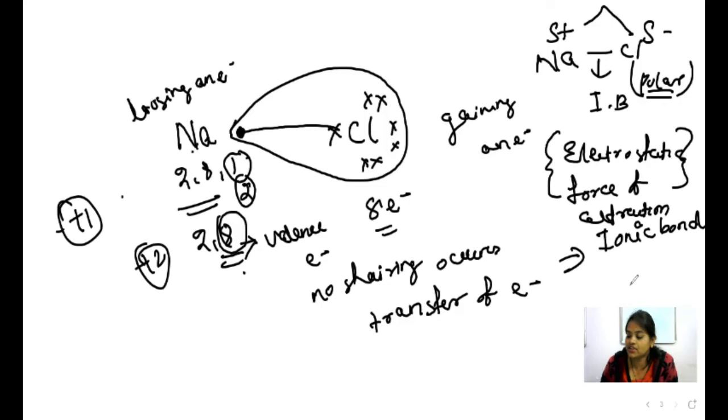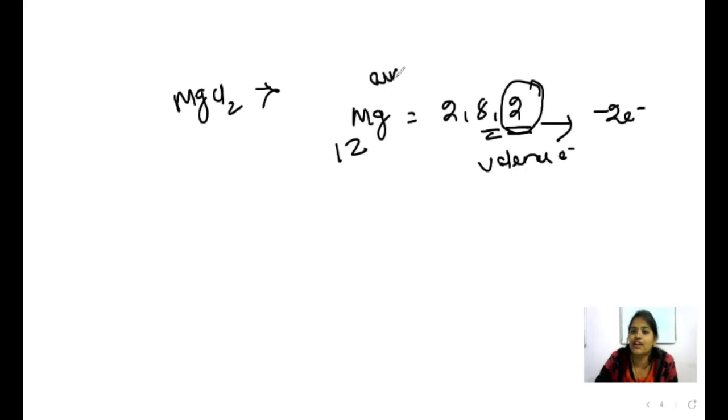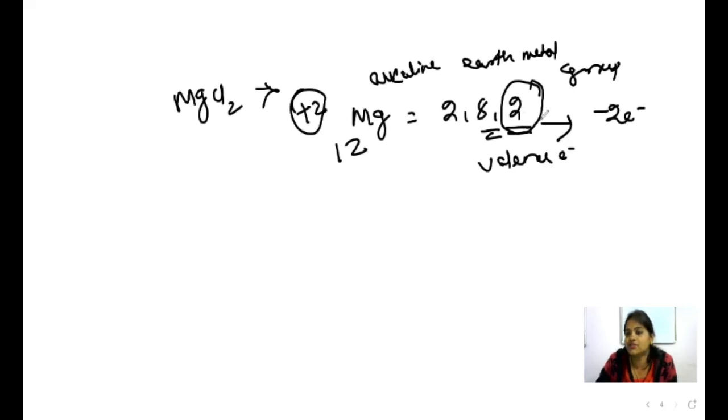Okay, let's take another example, magnesium chloride. Here also an ionic bond is formed. How? Let's see. Magnesium has the atomic number 12, that is 2, 8, 2. That means the outer shell has 2 electrons. If it loses 2 electrons, it has 8 electrons in its valence shell. We also know that magnesium belongs to the alkaline earth metal group. That means it has a valency of +2. It can easily lose 2 electrons.